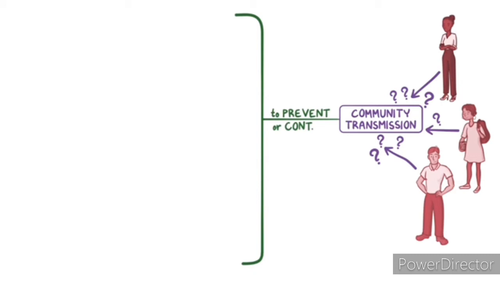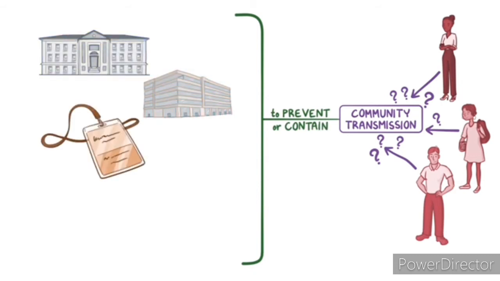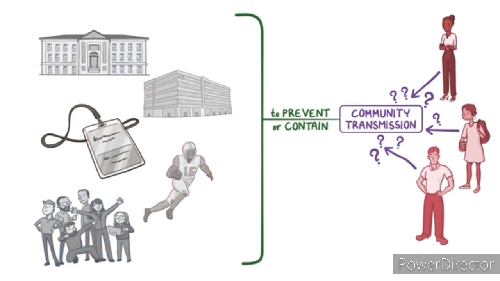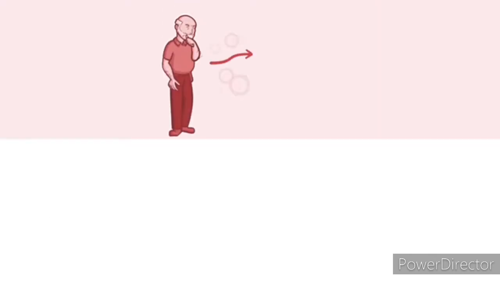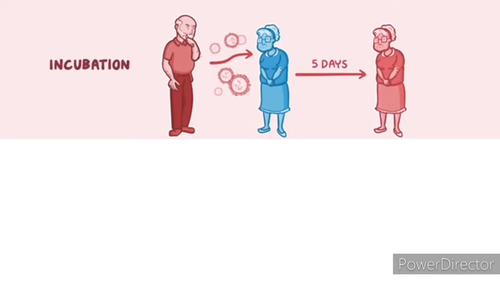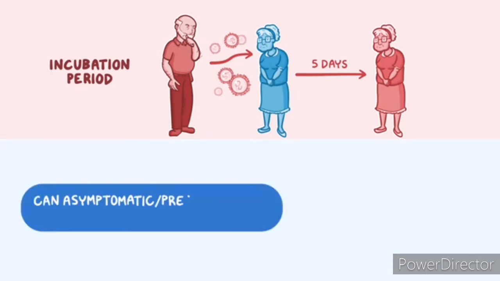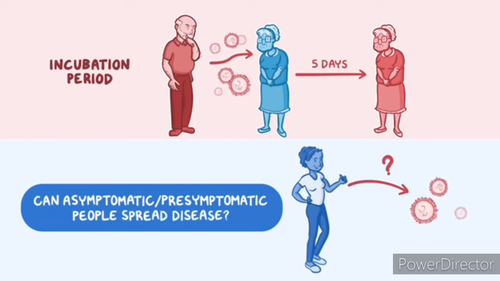To prevent or contain community transmission, some schools and businesses have shut down, and some conferences, sporting events, and other large gatherings have been postponed or canceled. Once a person is infected, symptoms develop about 5 days later. This is called the incubation period. Now, there's debate about how much asymptomatic or pre-symptomatic people, which is to say, folks that are in the incubation period, are spreading the disease. And it may be much more than what we originally thought.